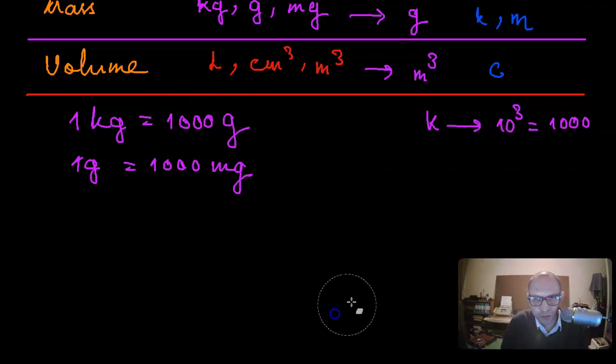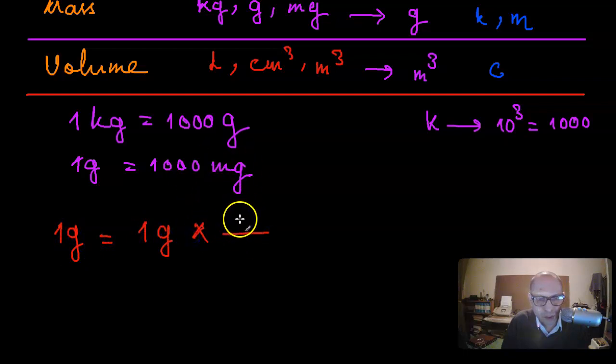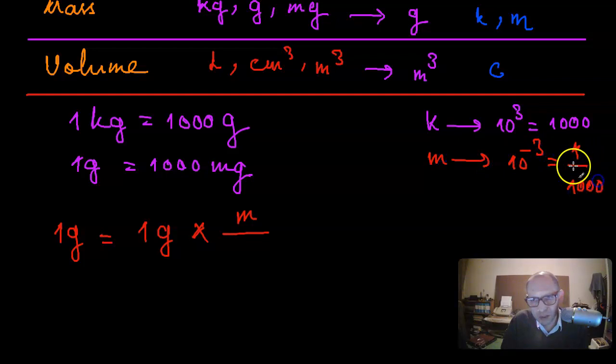And about the milligram, of course, it's simple. One gram is the same thing as 1 gram times, and I want the milli here. So I multiply the milli in the numerator so that the milli is multiplied by the gram, it becomes the milligram. And because milli is the same thing as 10 raised to the power negative 3, which is the same thing as 1 over 1,000, I divide by 1 over 1,000, right? So that's milli divided by the same amount, that's just the 1.